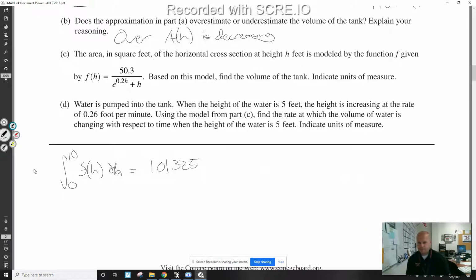All right, part D. Water is pumped into the tank. When the height of the water is 5 feet, the height is increasing at a rate of 0.26 feet per minute. Look at that. We have a related rates problem, d/dt. When h is 5, height is increasing, dh/dt equals 0.26. Find the rate at which the volume of the water is changing with respect to time. Ooh.